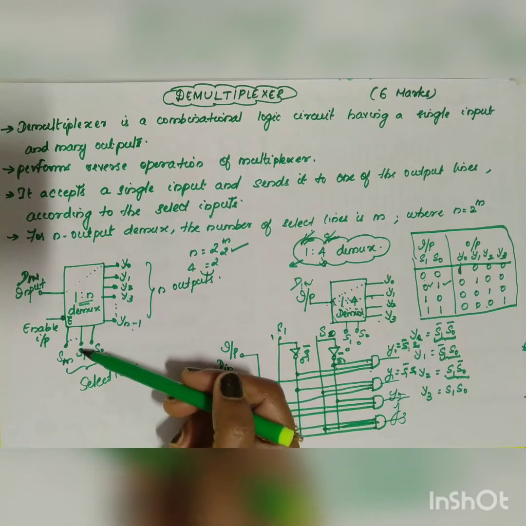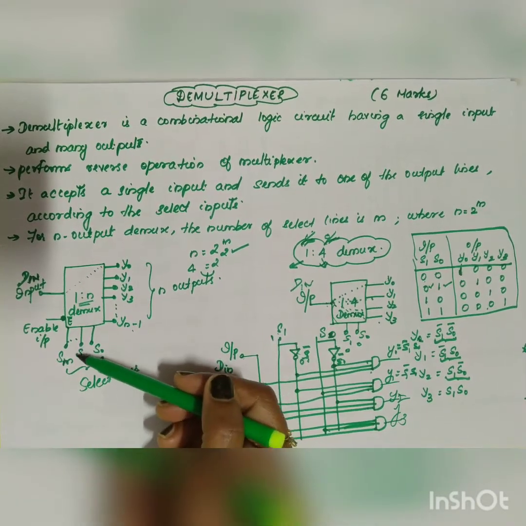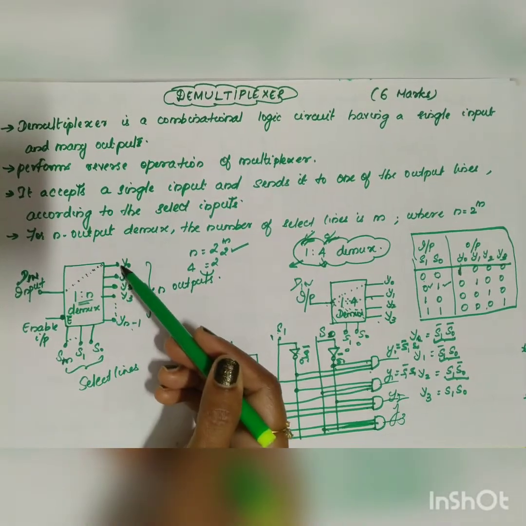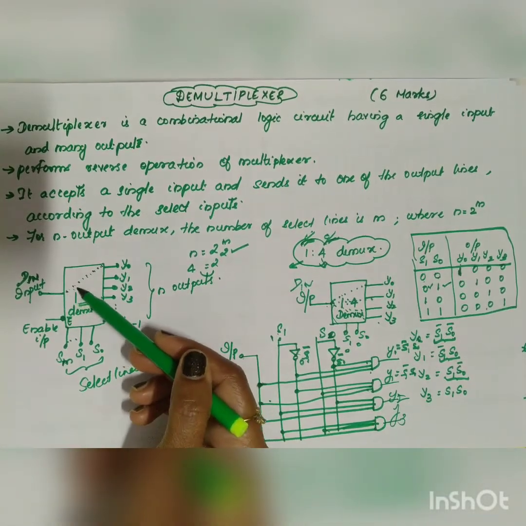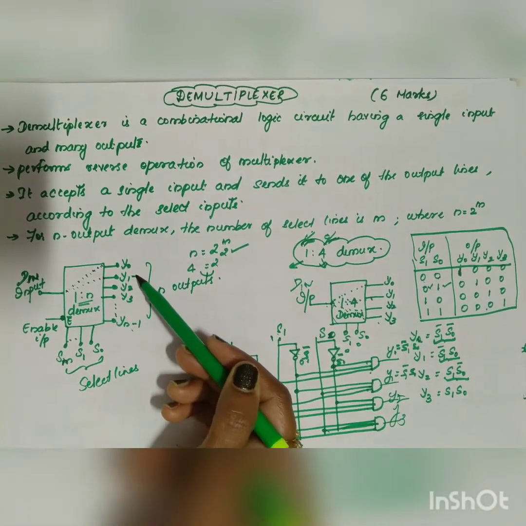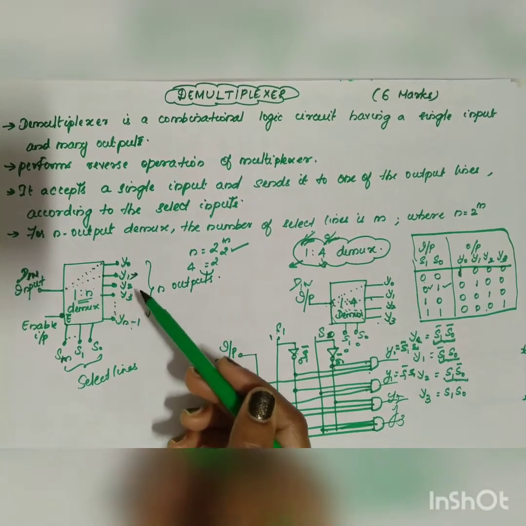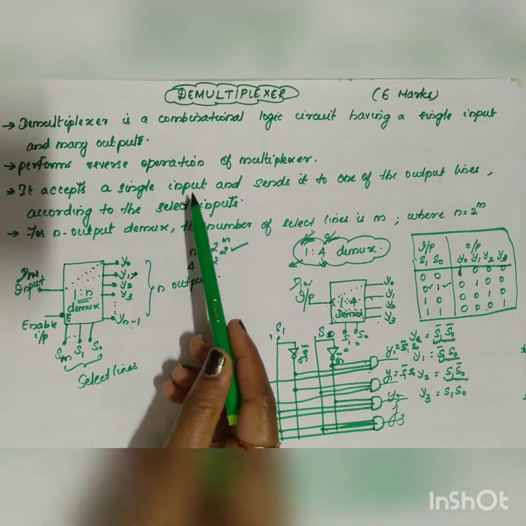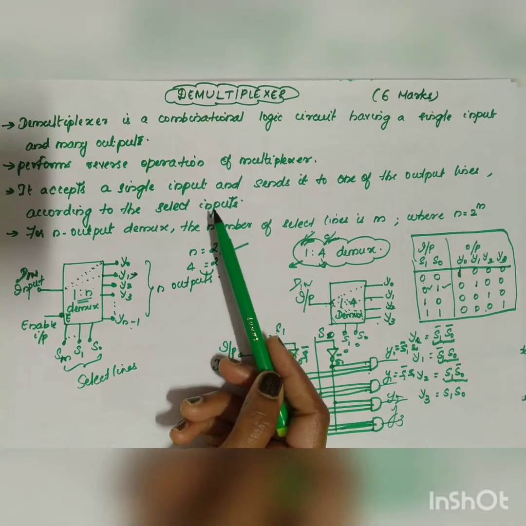Suppose you have S0, S1, up till Sm as your select lines. If it is 0, 0, 0, then the input will be switched to your line Y0. If it is 0, 0, 1, then you will get the output across Y1. 0, 1, 0, you will get it across Y2, and so on. So it acts as a switching element. It accepts a single input and sends it to one of the output lines according to the select inputs.